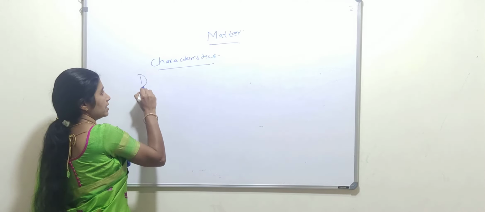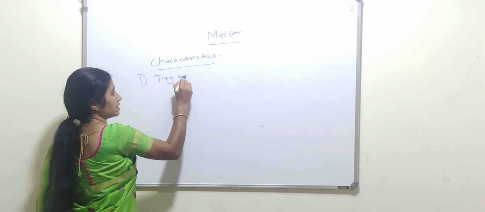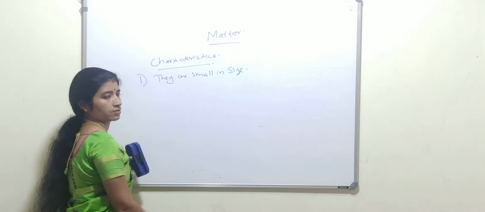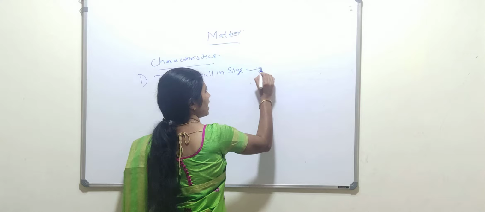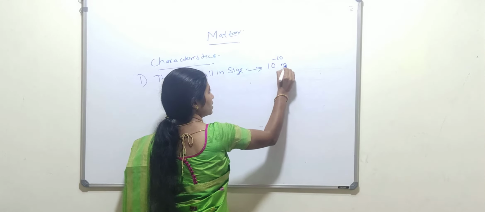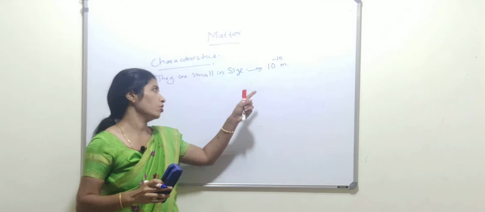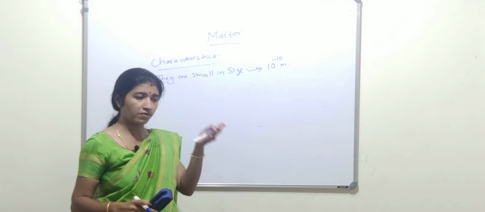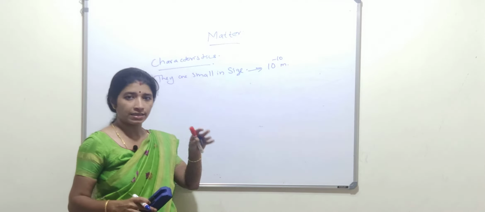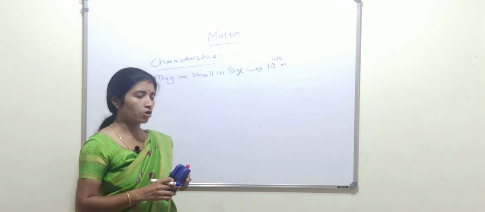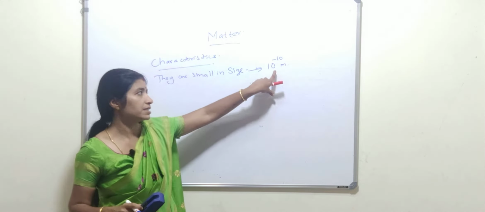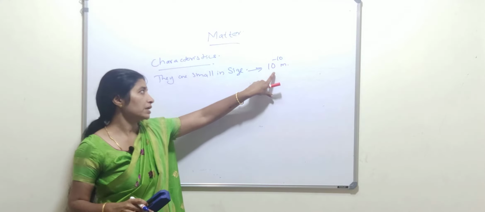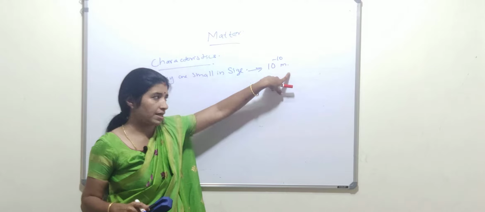The first one is that they are very small in size. These molecules are of the size 10 raised to minus 10 meter. They cannot be viewed by our normal eye. They can be seen only with the help of a microscope, such a small tiny particle. It is of a size 10 raised to minus 10 meter.